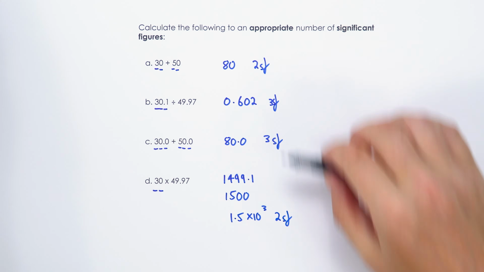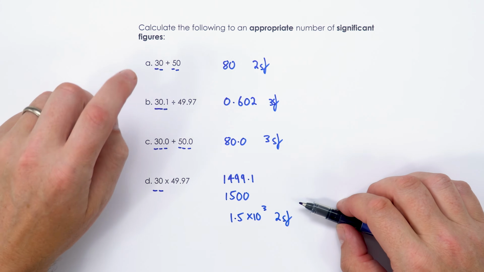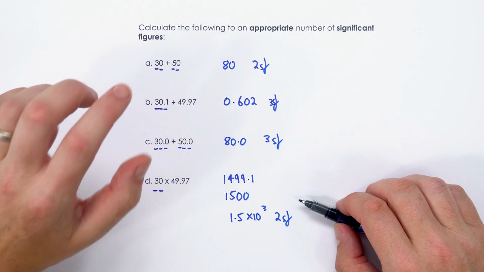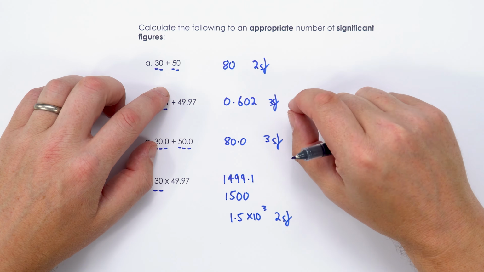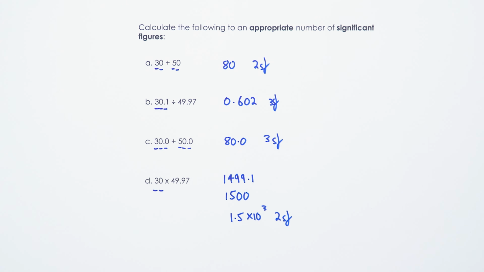So that would be my approach to this, identifying the least number of significant figures in the raw data, and therefore giving your final answer to the appropriate number of significant figures as that raw data.